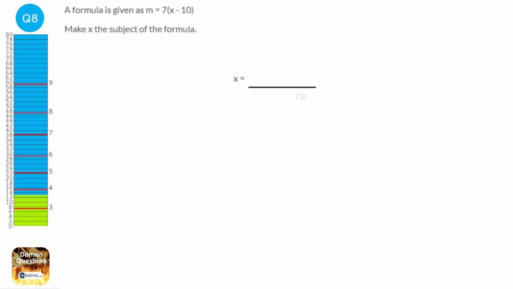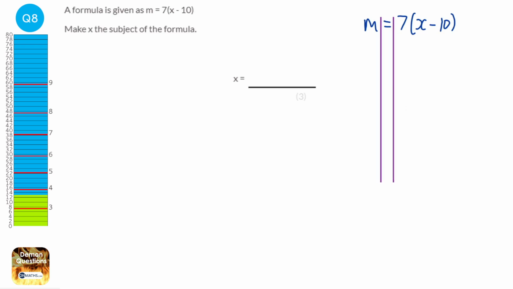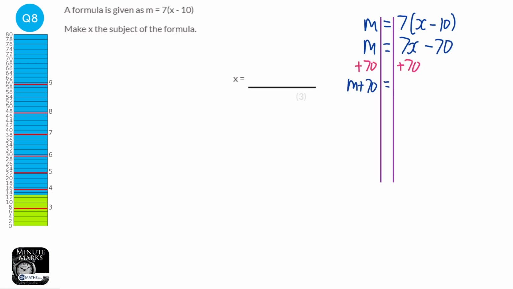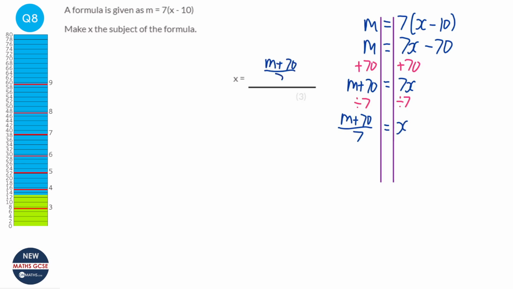So we're going to start just by writing this out. So m equals 7 brackets x minus 10. And we're going to put our solving lines in. I'm going to start by expanding the brackets. We could divide both sides by 7, but I think this is a bit easier. And we're going to add 70 to both sides. So we're trying to get x as the subject, so we're trying to get x on its own. And we're next going to divide both sides by 7. So we have m plus 70, all of that over 7 equals x. So x equals m plus 70 over 7.